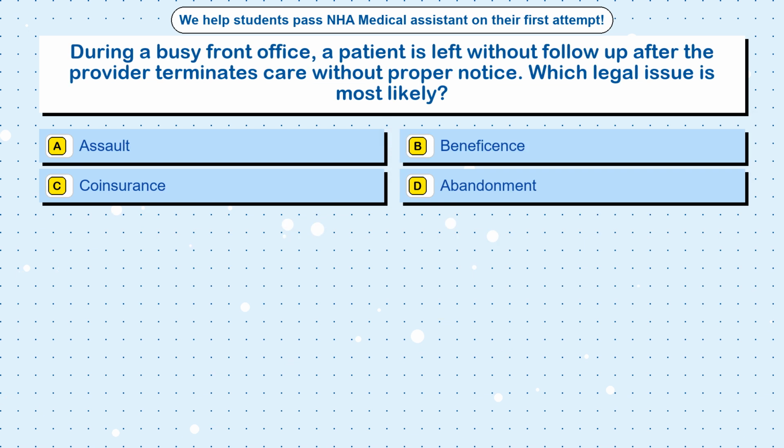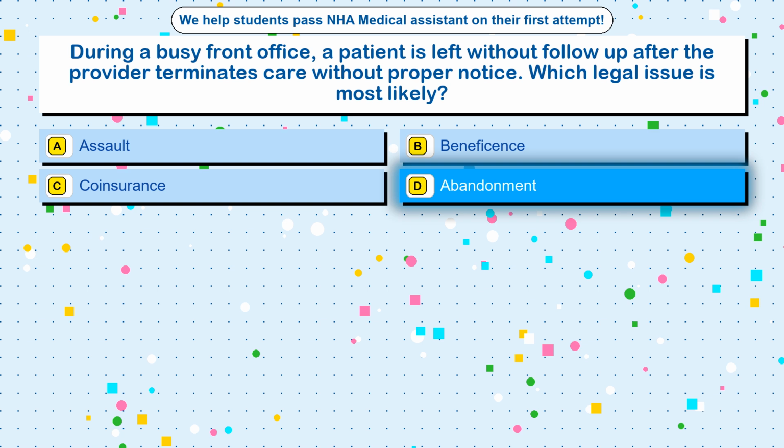Question 57. During a busy front office, a patient is left without follow-up after the provider terminates care without proper notice. Which legal issue is most likely? Option A, assault. Option B, beneficence. Option C, coinsurance. Option D, abandonment. The correct answer is option D, abandonment.